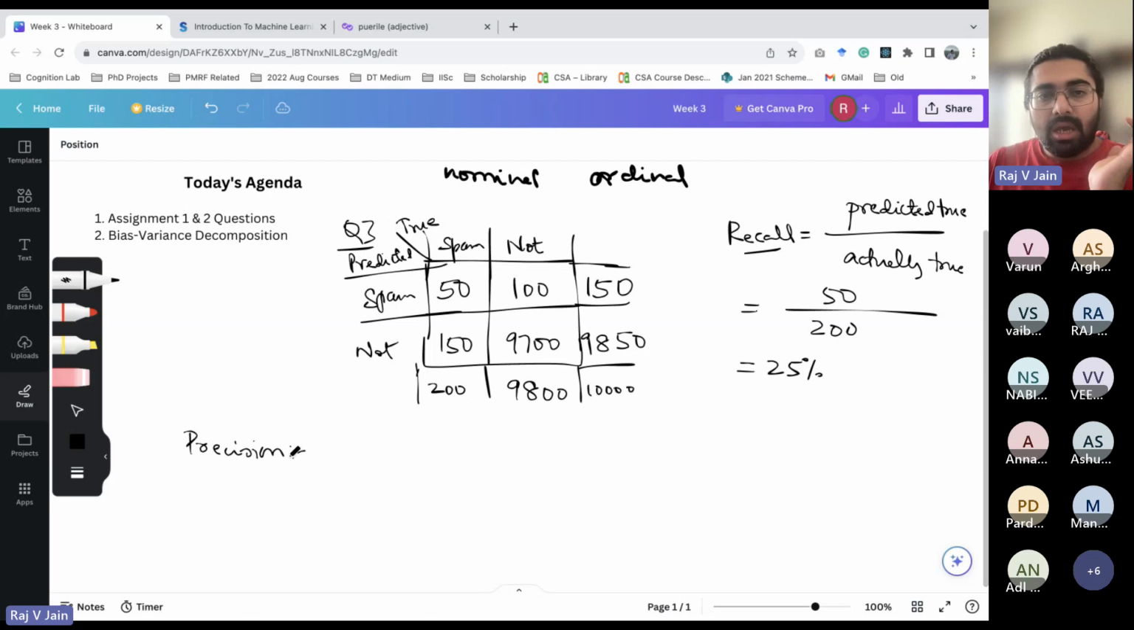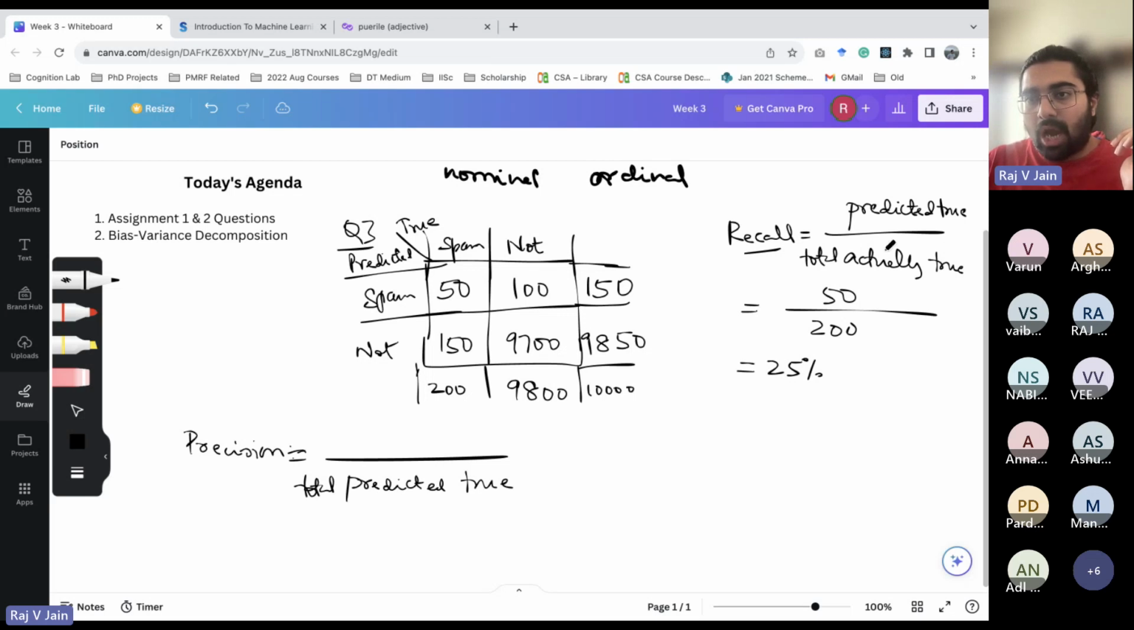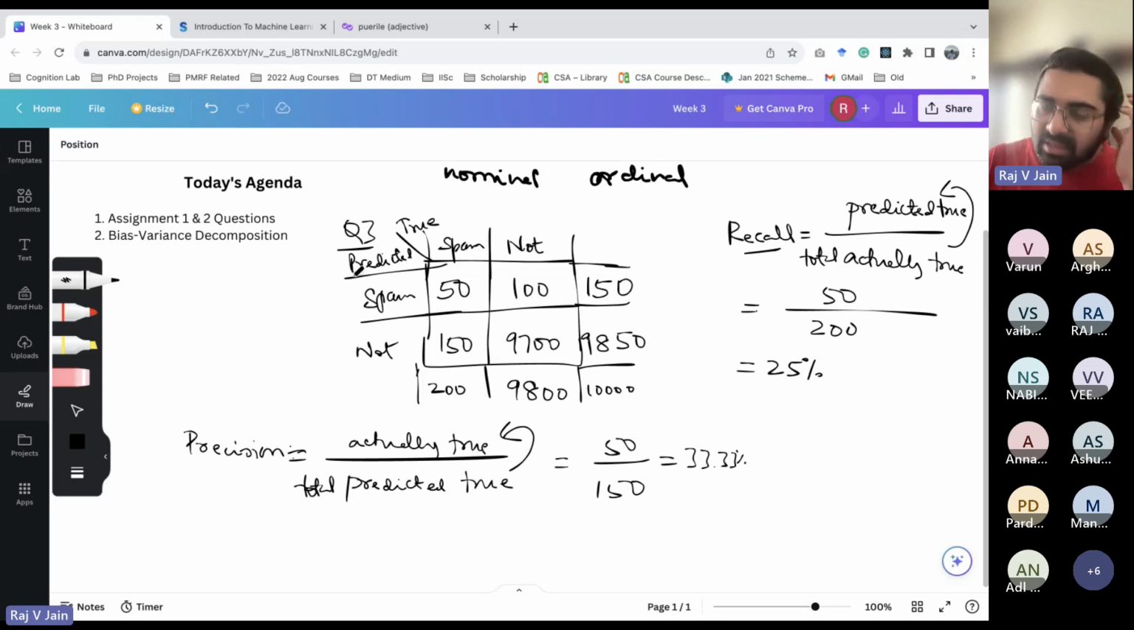Now, precision is kind of the opposite. In precision, what we are saying is how many were predicted to be that class. That's the denominator, total predicted true. Among them, how many are actually true? So total predicted spam are 150. This is the total of this row, because it's the predicted row, and spam is this row. Among them, actually spam are just 50. So this becomes 33.33%. Hence the answer is A.